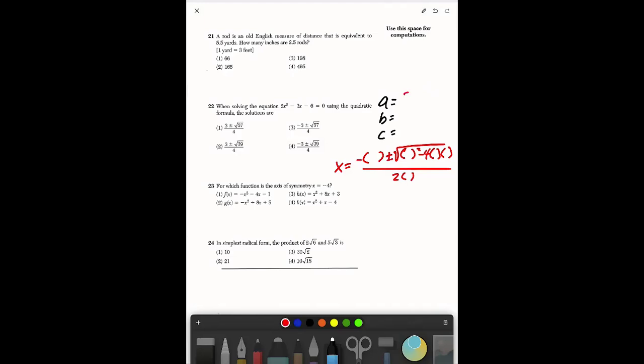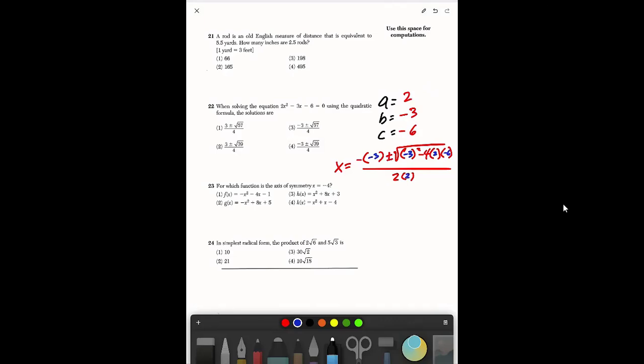The A is 2. The B is -3. The C is -6. Now, one of the things that we did a lot of practice on is we know the formula, but when you are plugging in your numbers, you've got to make sure you plug those in properly. So the B would be -3. The B here would be -3. This would be 2, +2. This would be -6, and this would be +2.